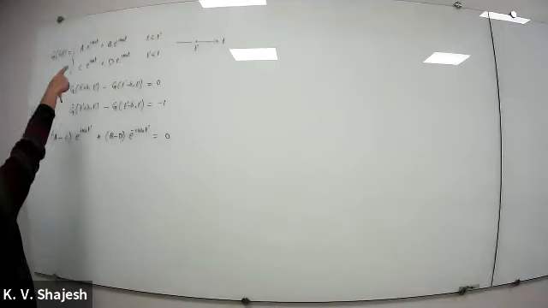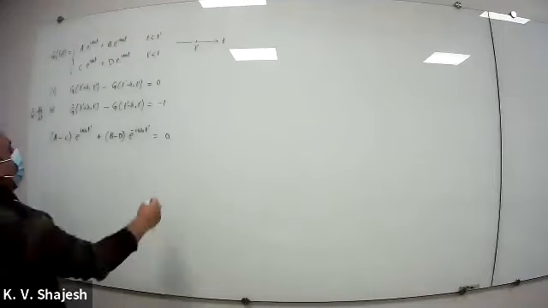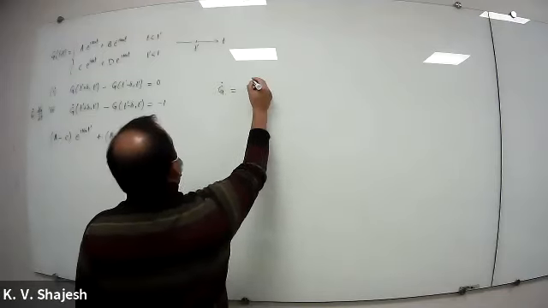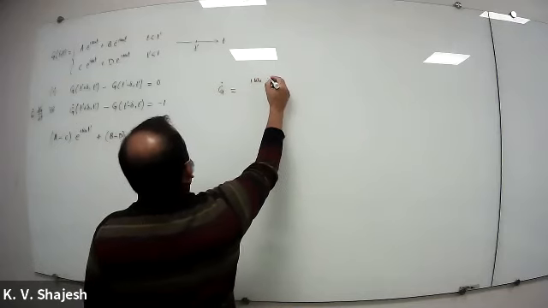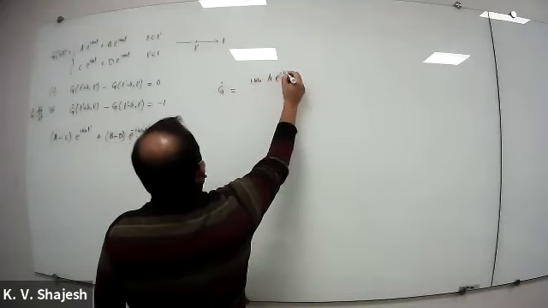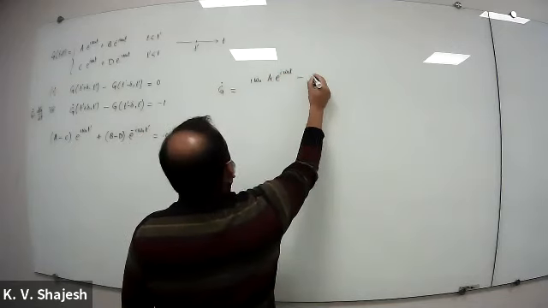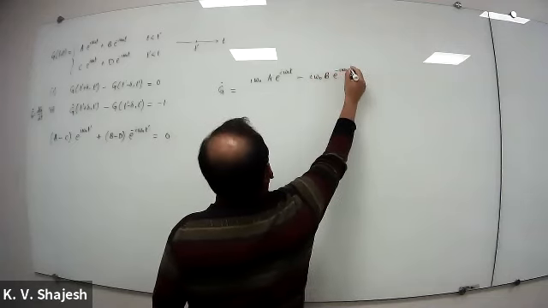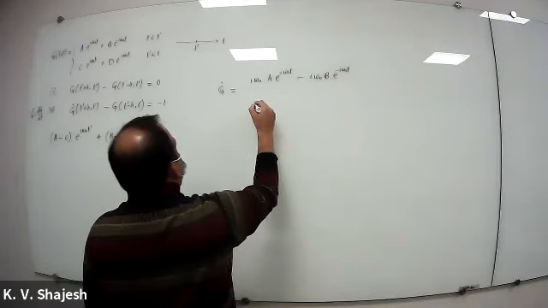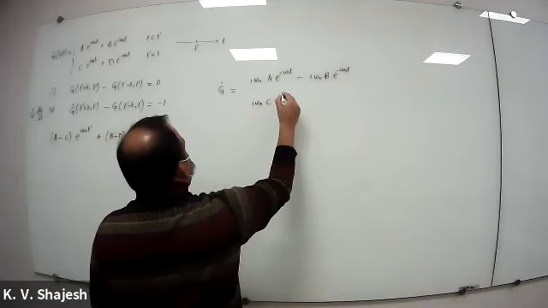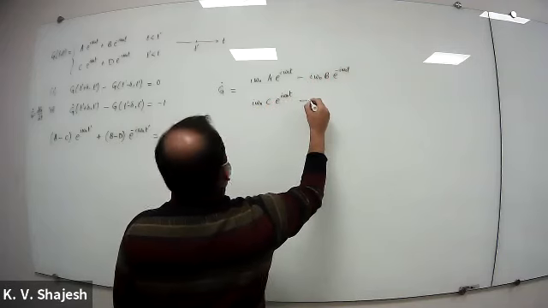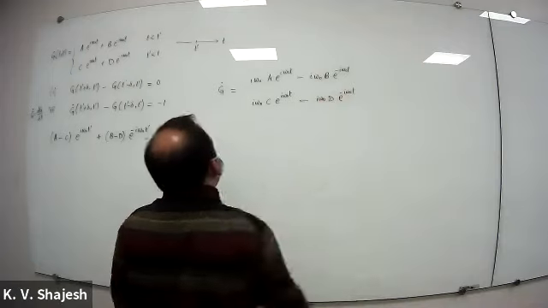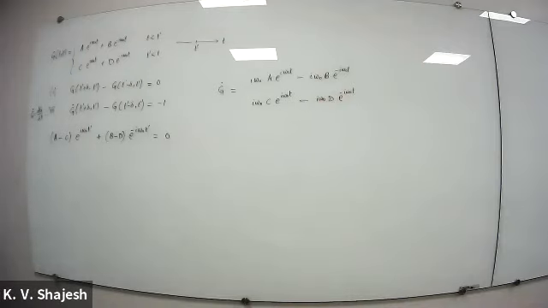Second equation, I need the derivative of that. So let me write this derivative here. G dot is equal to I omega naught times A e raised to I omega naught t minus I omega naught B times e raised to minus I omega naught t. And this is I omega naught C, and this is minus I omega naught times e raised to minus I omega naught t. Again, I have to subtract this.